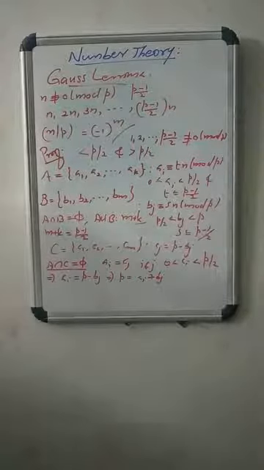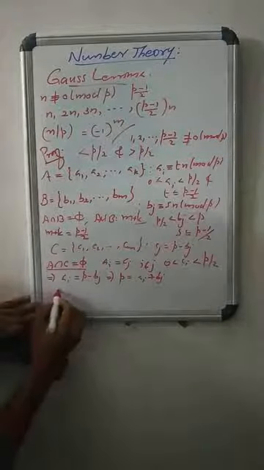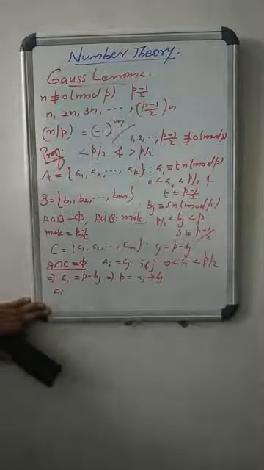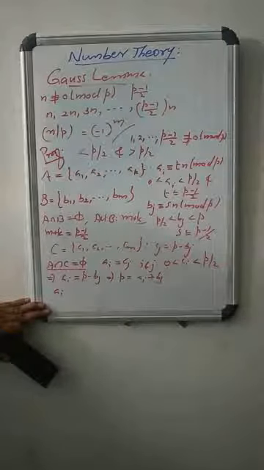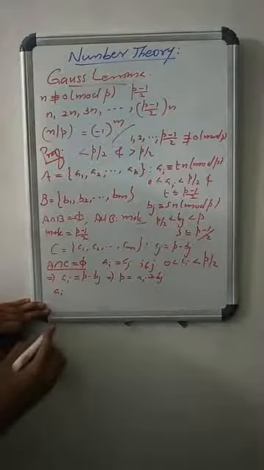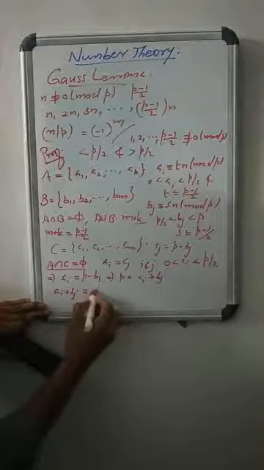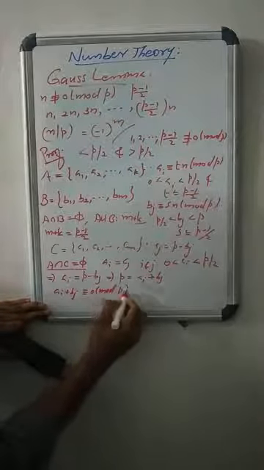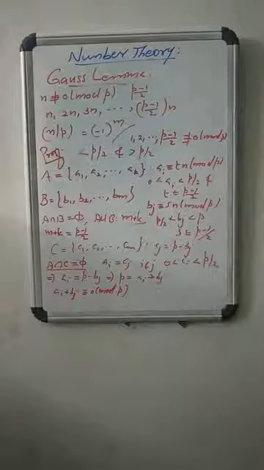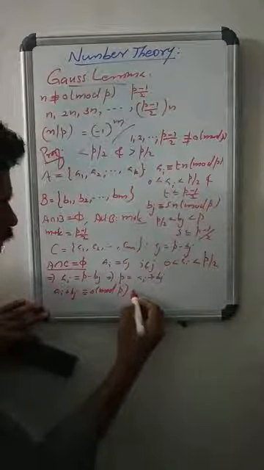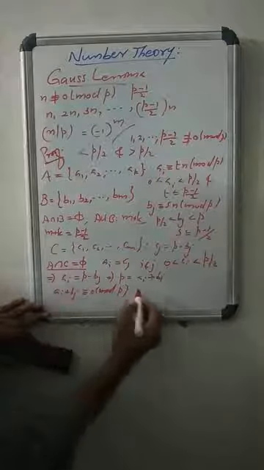Sure. P equals A plus Bj means P divides A plus Bj, that is, A plus Bj is congruent to 0 mod P. Clear? But what is actually A? A is Tn. So that means A plus Bj is congruent to 0 mod P.